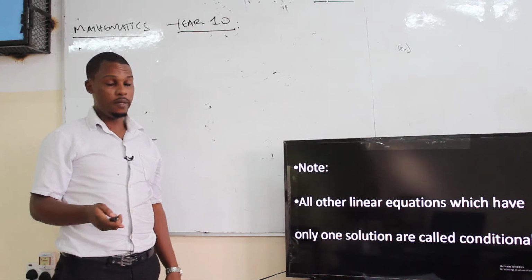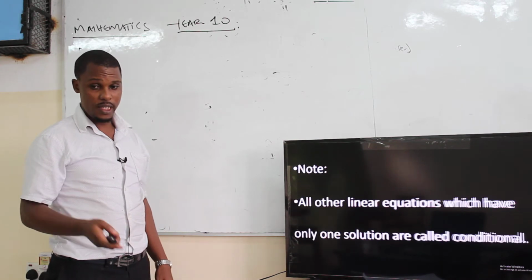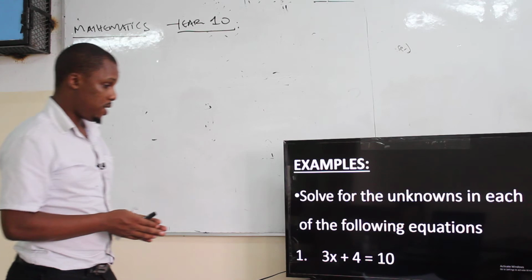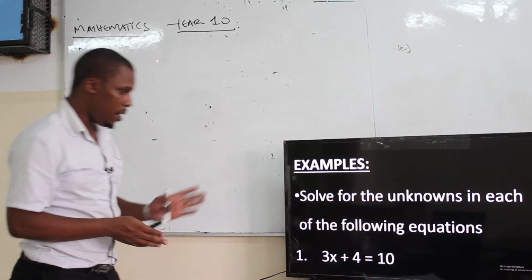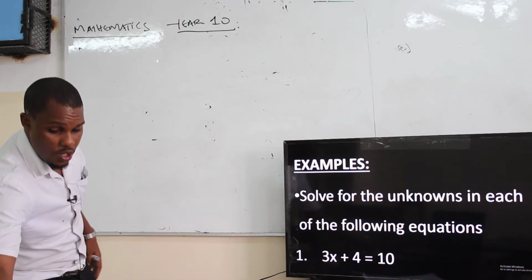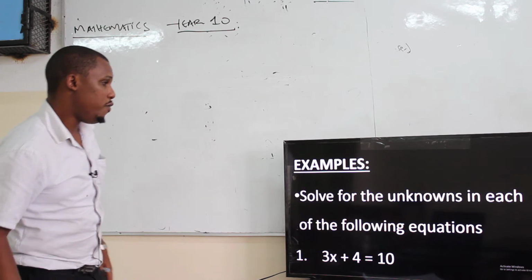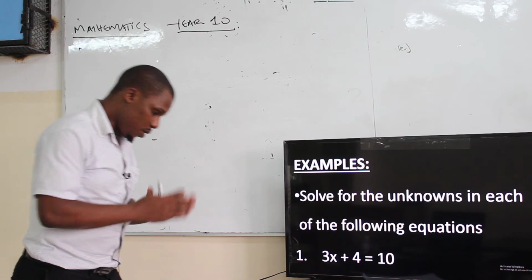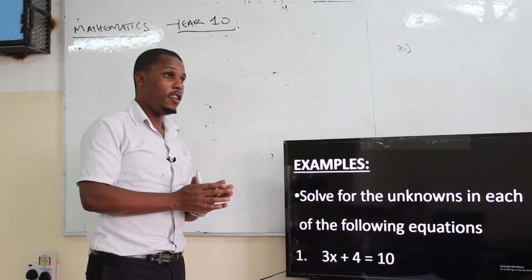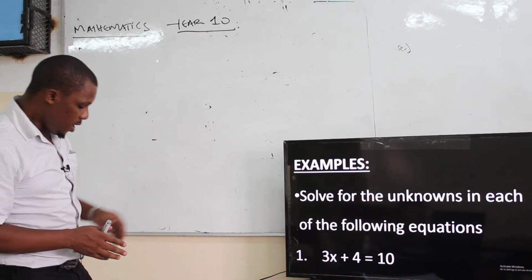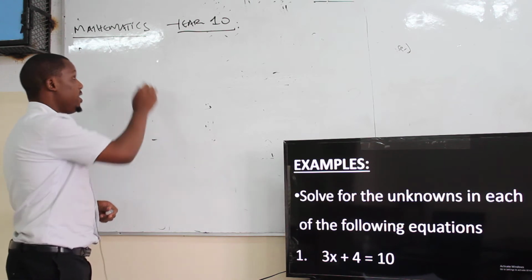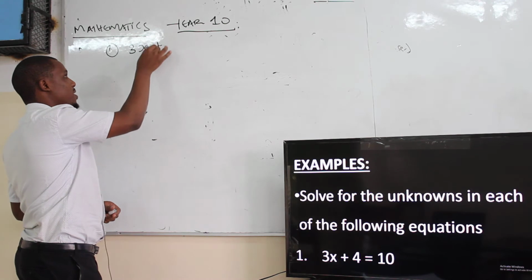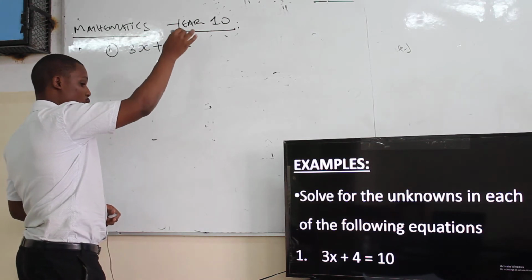So my example number 1, that's the focus. You can see on my screen here, those are the examples that I want us to focus on. We start with number 1. You can see what the question is saying: solve for the unknown in each of the following equations. For each and every equation I give you, you have to give me the value of the unknown. So the equation I've given you, number 1, is 3x plus 4 equals 10.